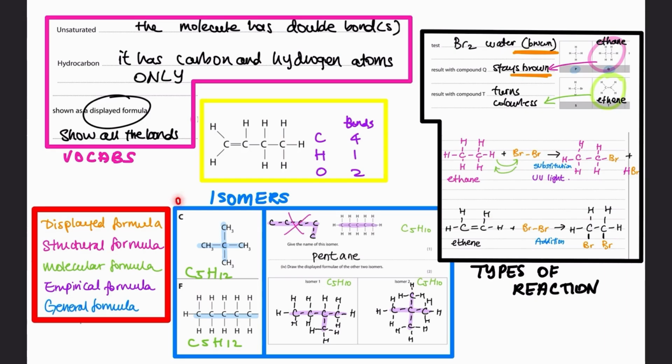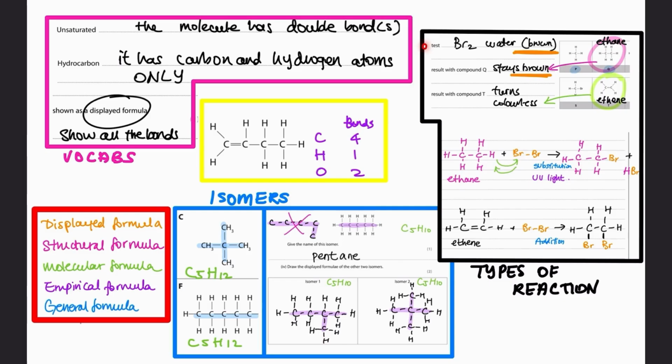The isomers is a very important concept. Definition is same molecular formula, different displayed formula, and we have 2 examples of it. The blue one on the left hand side, these are isomers of C5H12. They all have C5H12, but the displayed formula is very different. Similarly, the purple one, that is isomers of pentane, and if you ever have to draw them, just think of how to arrange the carbons. They've got to be arranged in completely different ways.